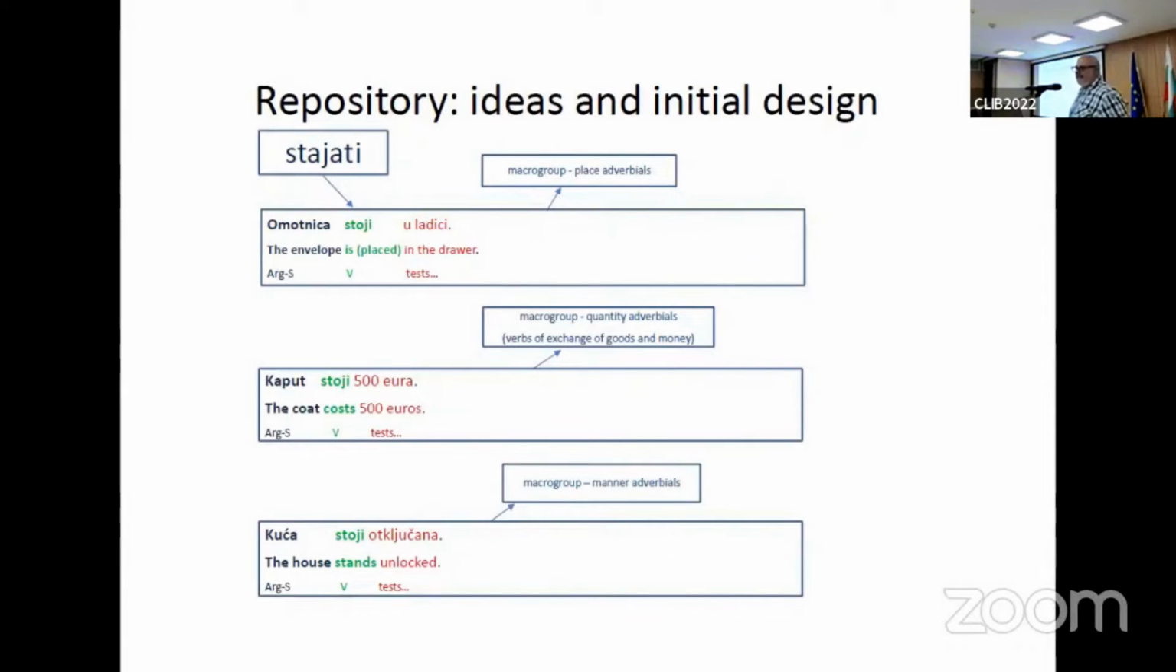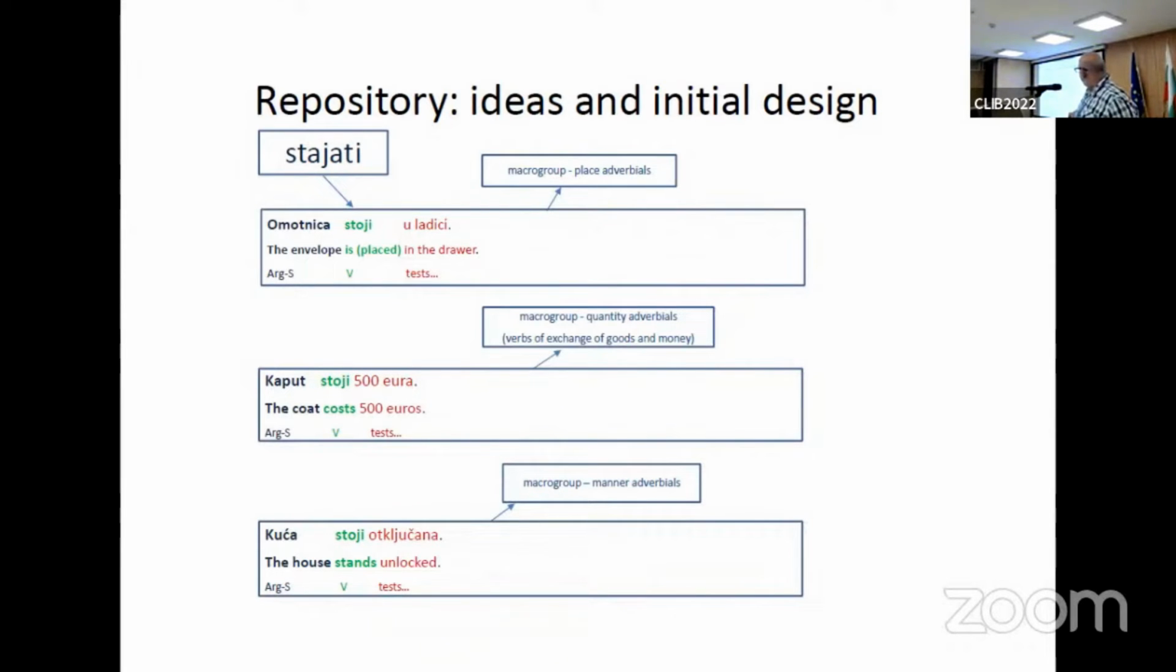So this is the example. If you remember the Croatian verb stajati, I think it's very similar in Bulgarian. This is the verb, and this is the first meaning. The envelope is placed in the drawer. And we assign this to the macro group place adverbials because the envelope is the subject argument. Is placed is obviously a verb, and we should test this sentence part, the phrase in the drawer. Is it an argument or an adjunct, with these 8 syntactic tests?